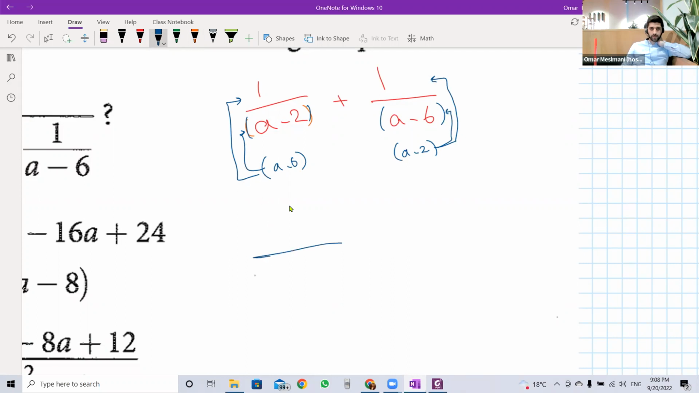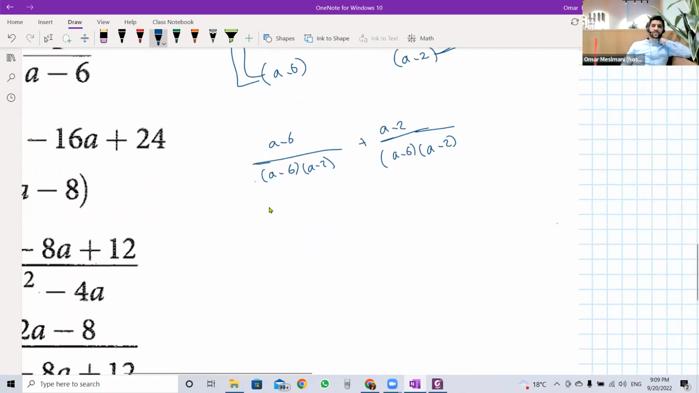A minus 6 times 1 is a minus 6. A minus 6 times a minus 2, you keep it. Plus a minus 2 times 1 is a minus 2. So it's going to be a minus 6, a minus 2. Now, do I have the same denominator? Yes. What is the same denominator? It's a minus 6, a minus 2.